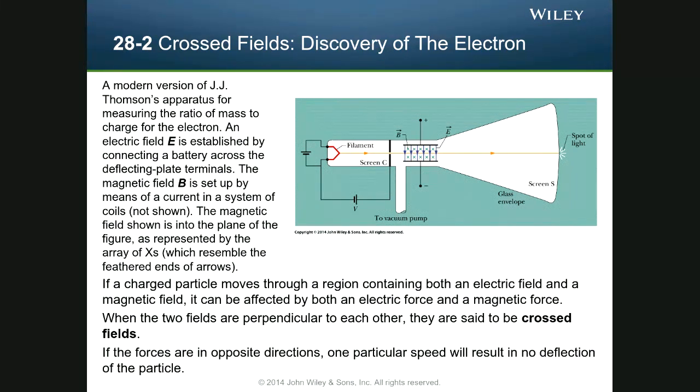All right, quick question. Filament, what does it mean? Sorry. So, a filament like a light bulb filament or something like that. Just think of it as a source of charged particles.